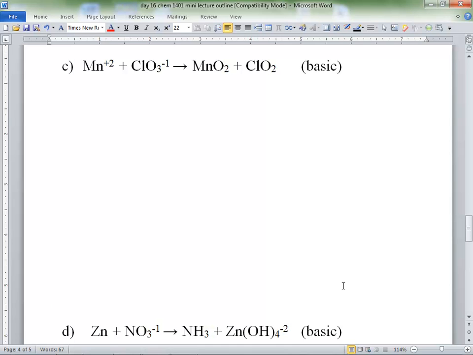Make sure you write your charges in. Okay, so you balance everything but O and N. Oh, but the N's aren't balanced. You have 2 here, so you have to put a 2 over there. And remember, it's negative. Okay, now the N's are balanced. Now the O's, by adding H2O.